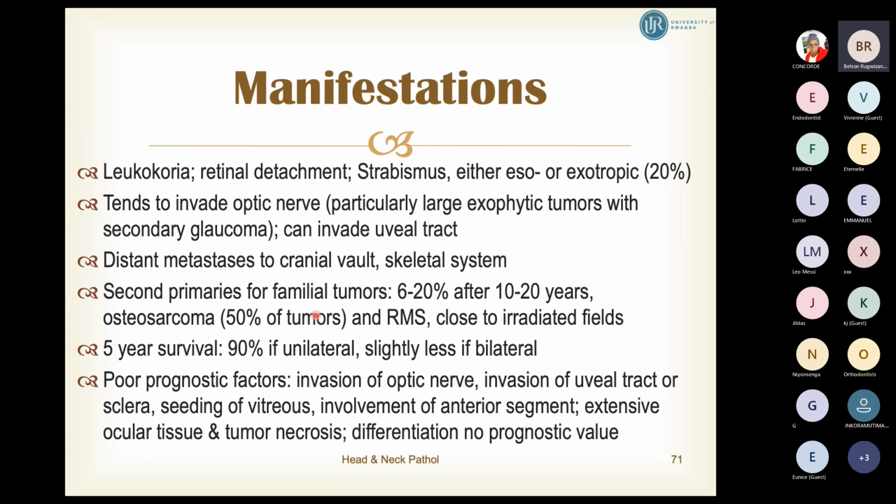So it can invade the uveal tract. Otherwise, here many come with the uveal tract no longer visible, the lens gone from where it should be, and no normal part of the retina to be seen, so everything is destroyed. Then distant metastasis to the cranial vault, skeletal system, and so on.